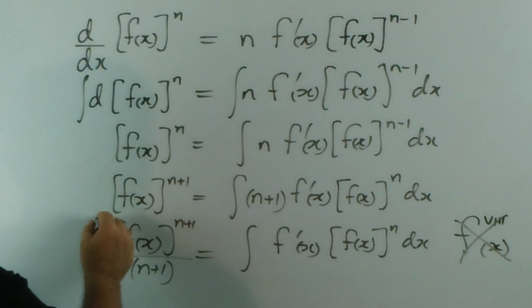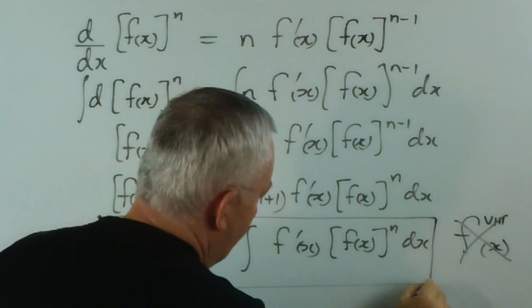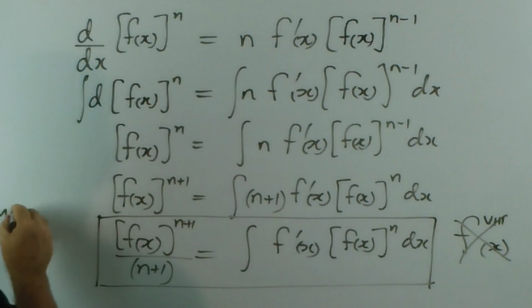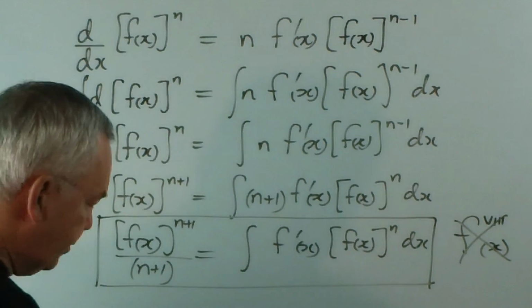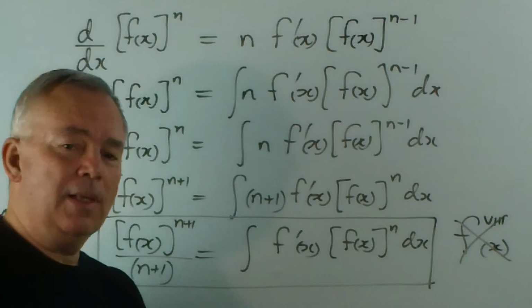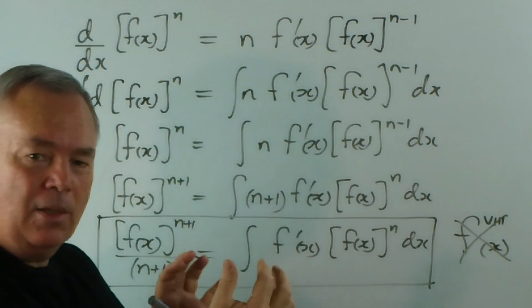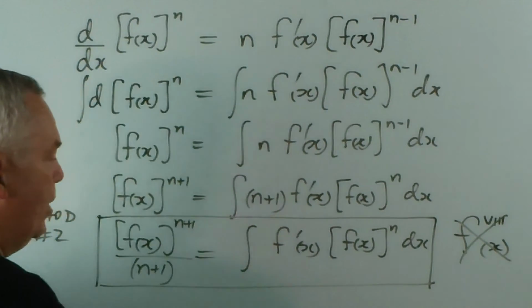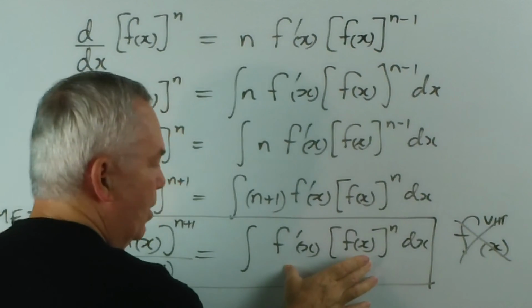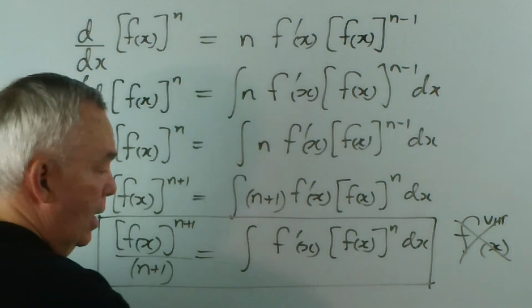This here is the pattern for our second method. Right, method number 2. Now, what's the difference? Just as in the last video, we had one method where we had a slightly complicated looking integral gave a simple result. Here we have as simple an integral as we can get, giving a slightly more complicated result.